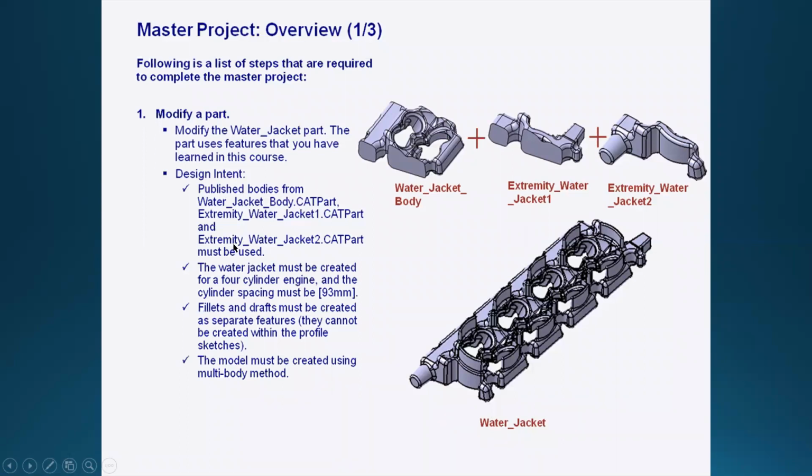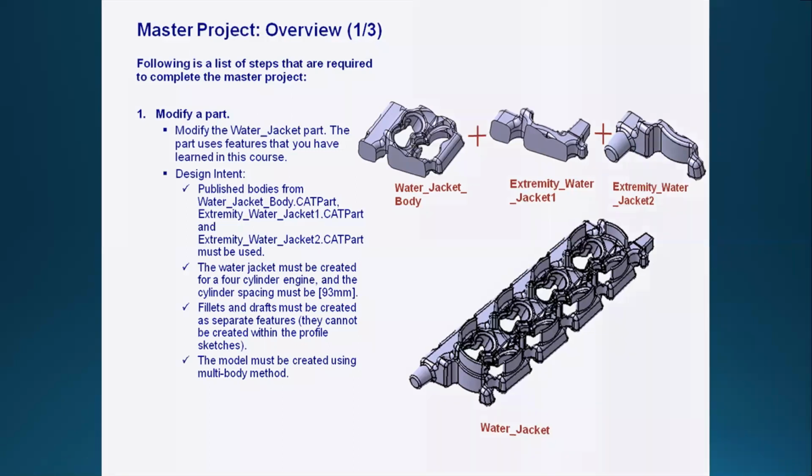After that we have to mirror this one by 4, in 1, 2, 3, 4. We have to go for a rectangular pattern and the spacing will be 93. This one we will copy from another body. This is for the assembly.